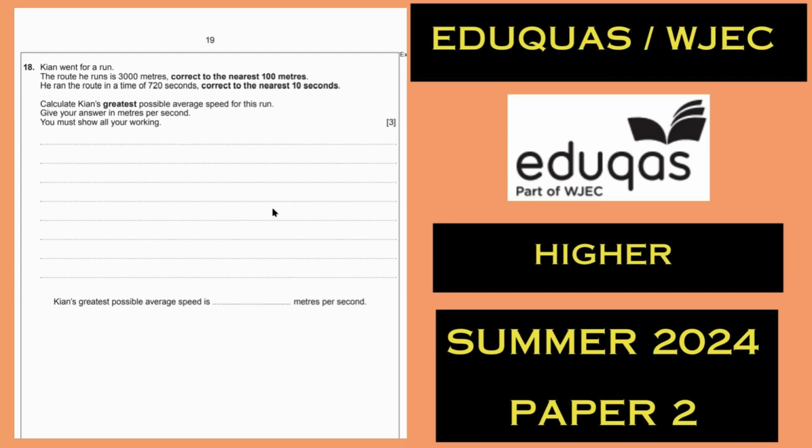Number 18, errors and bounds. You've got 3,000 meters, correct to the nearest 100, so stop. If you've rounded continuous data to the nearest 100 of something, you go up and down by half that amount. 50 for this.